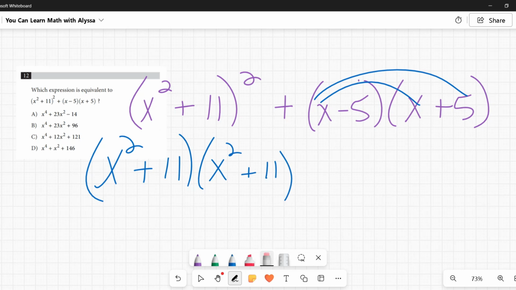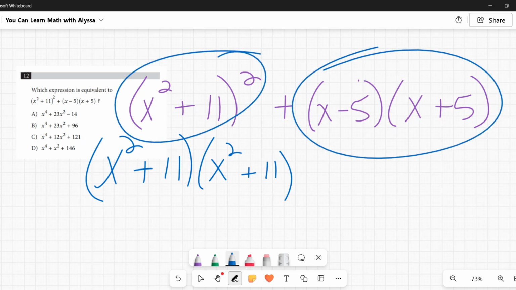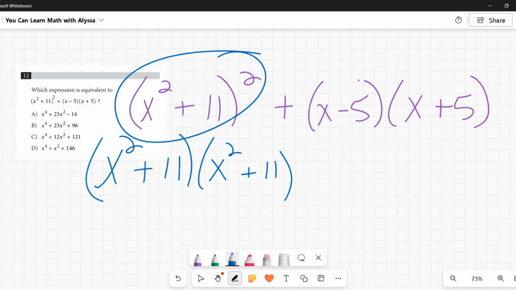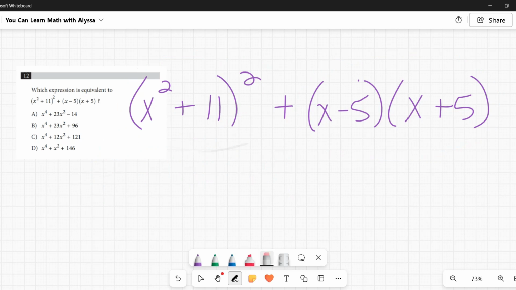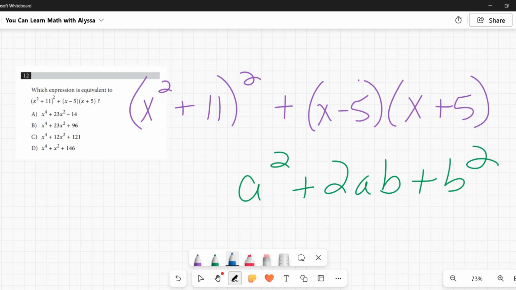But you also can use shortcuts if you remember those. If you remember the shortcuts for perfect squares and difference of squares, you can do that. So I'm going to show you what those are. The shortcut for perfect squares says that if I have (a plus b) squared, it is equal to a squared plus 2 times a times b plus b squared. So I can do that with these up here.